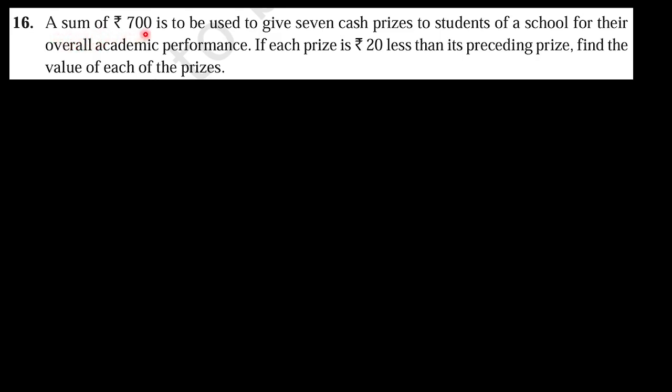A sum of rupees 700 is to be used to give 7 cash prizes to students of a school for their overall academic performance. If each prize is 20 less than the preceding prize, find the value of each prize. This is the question.